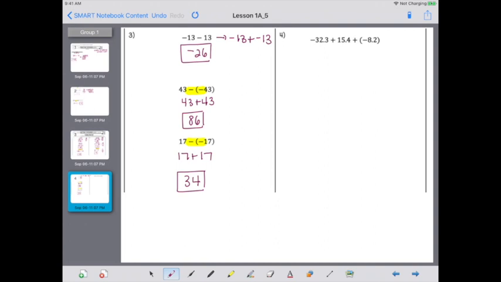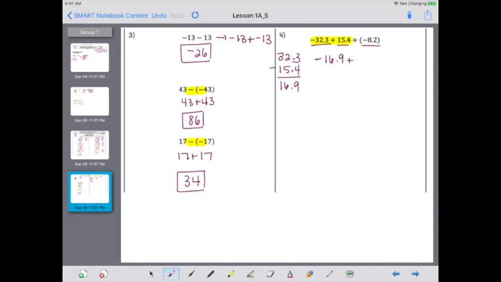So for number 4, I have a negative value, I'm adding, and then I'm subtracting or taking a negative. So I would suggest doing this step by step, following order of operations. I'm going to go from left to right. So we have negative 32.3 plus 15.4. You have two different signs. So the difference between 32.3 minus 15.4, you're going to get 16.9. Your absolute value, the largest, is 32.3. So your answer is negative.